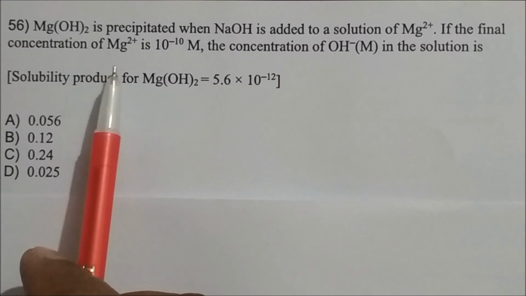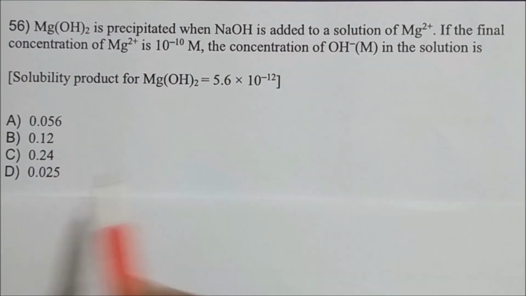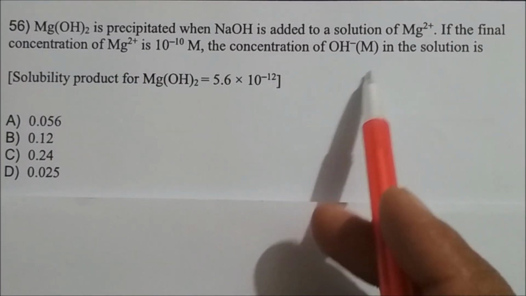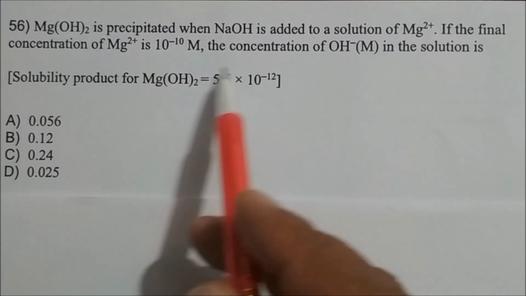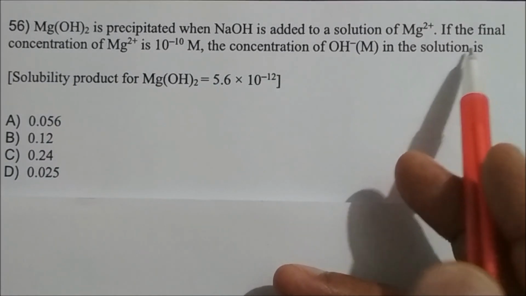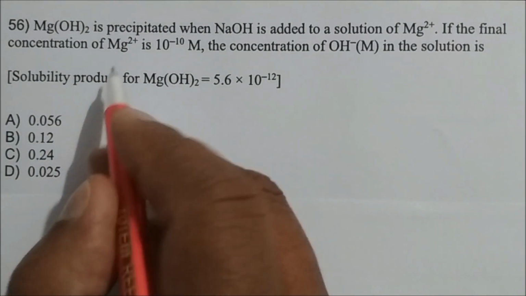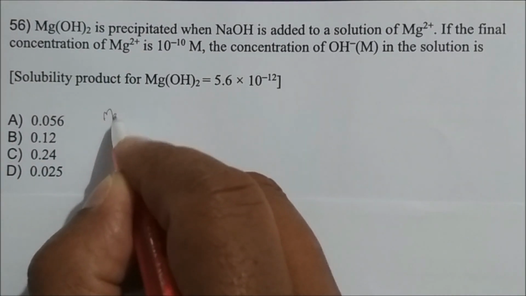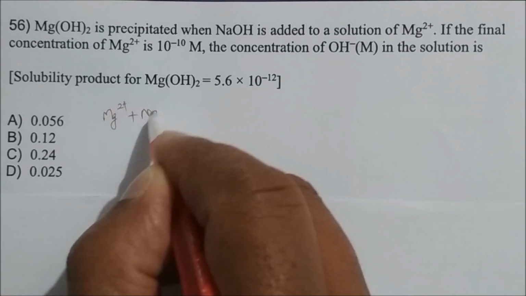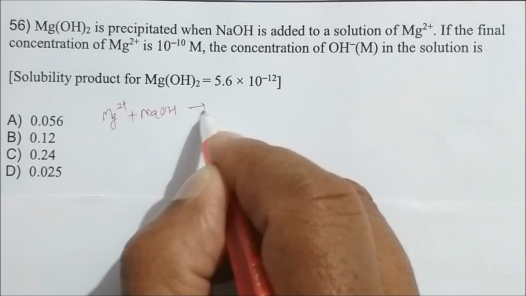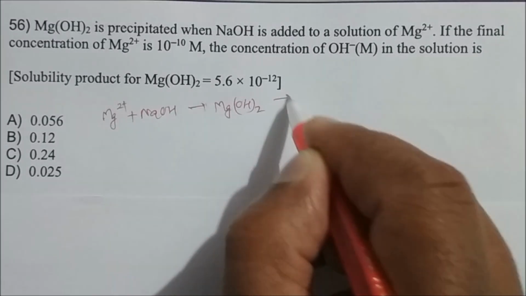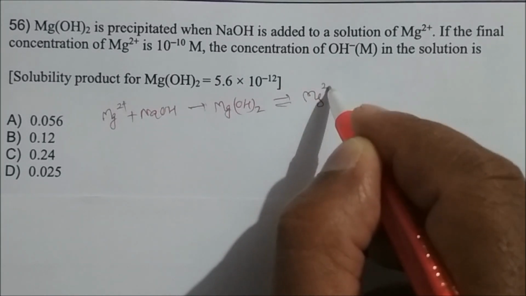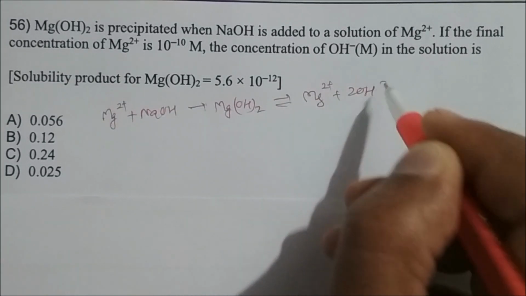Magnesium hydroxide is precipitated when sodium hydroxide is added to a solution of Mg2+. If the final concentration of Mg2+ is this much, what is the concentration of OH minus in the solution? So we can write here, when you add Mg2+ and NaOH, you get Mg(OH)2, and it will undergo equilibrium. This will give you Mg2+ and 2OH minus.